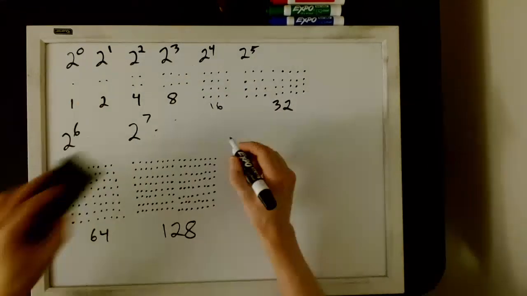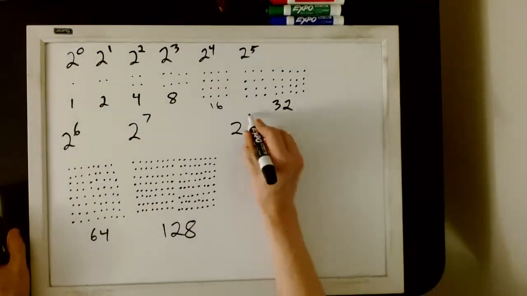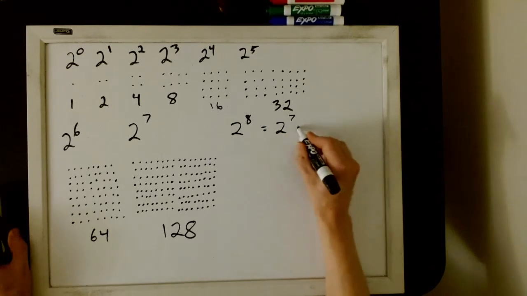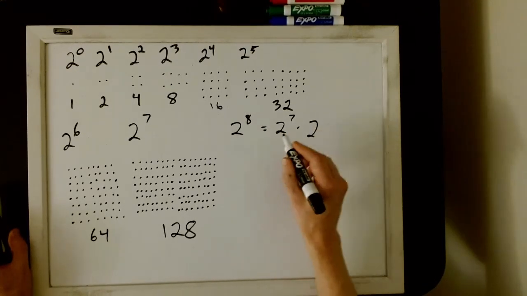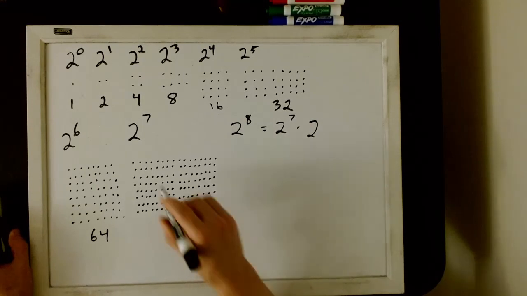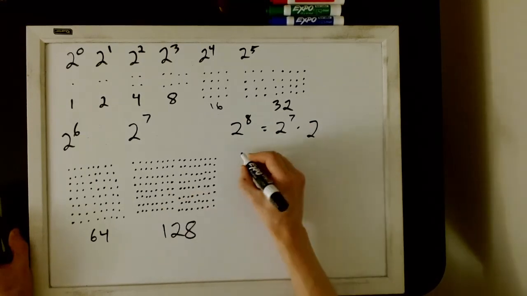Let's do one more. 2 to the 8th power, the same pattern, equals 2 to the 7th power times 2. 2 groups of quantity 2 to the 7th power. 2 groups of 128, so let's write it out.